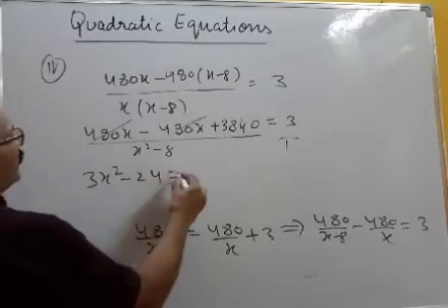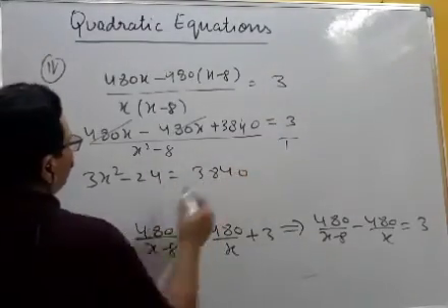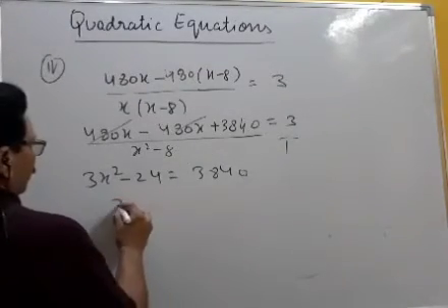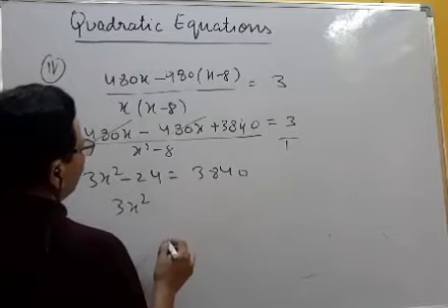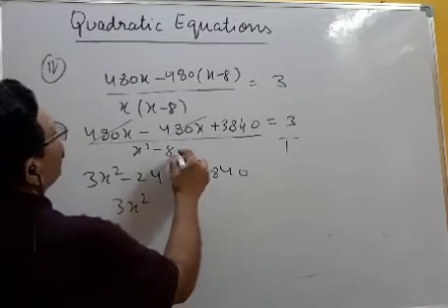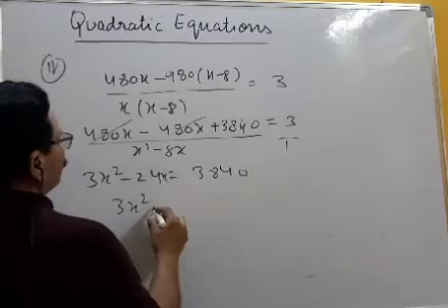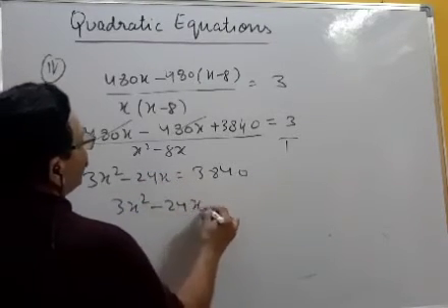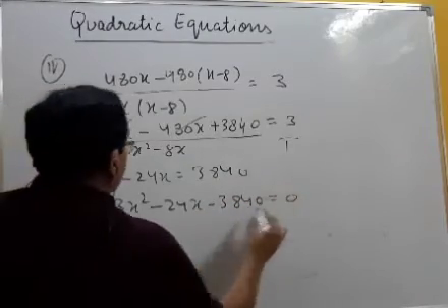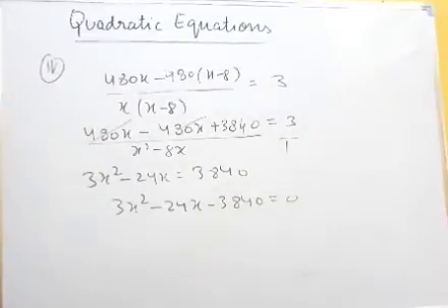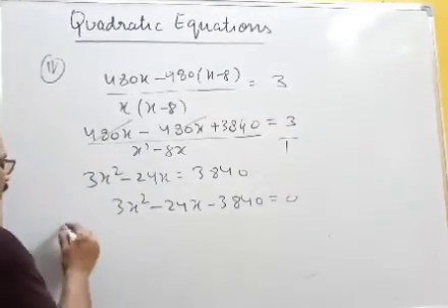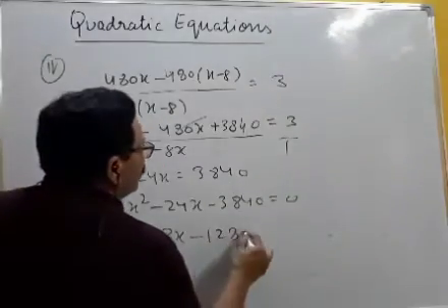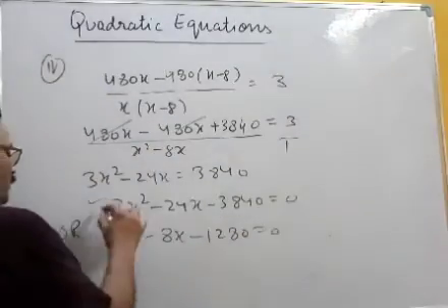3x square minus 24x equal to 3840, and finally you can write 3x square minus 24x minus 3840 equal to 0. Or we can write it as x square minus 8x minus 1280 equal to 0. Both are correct.